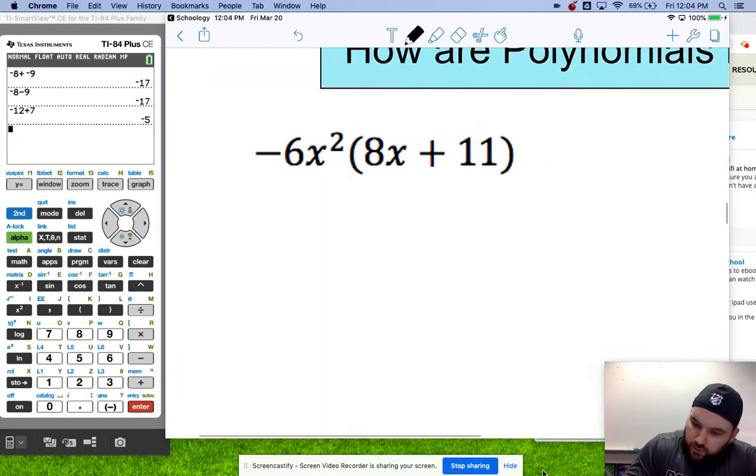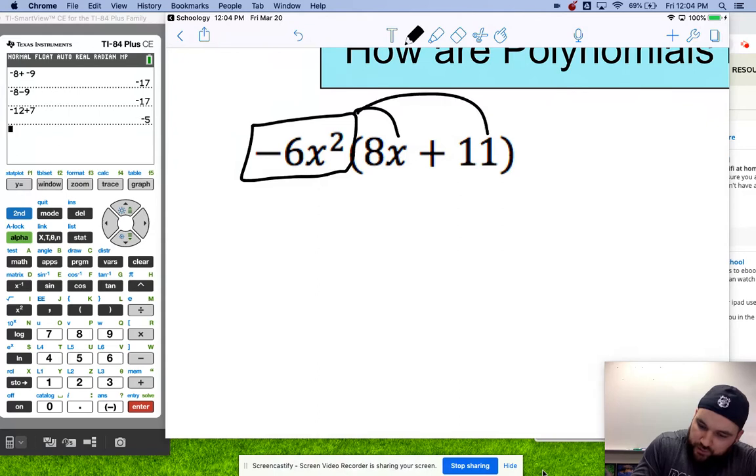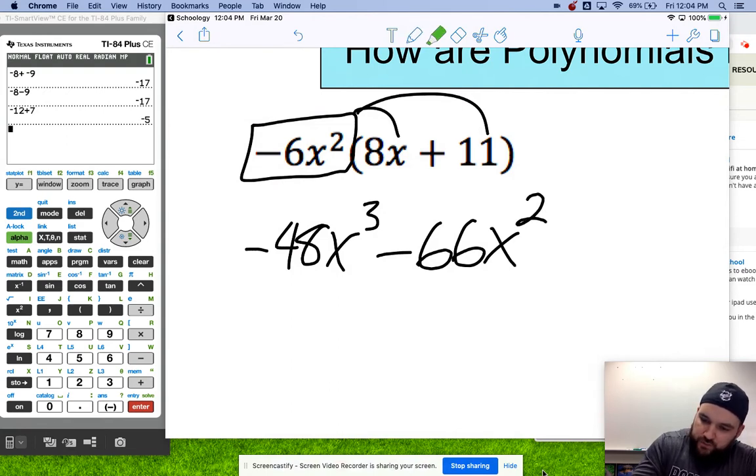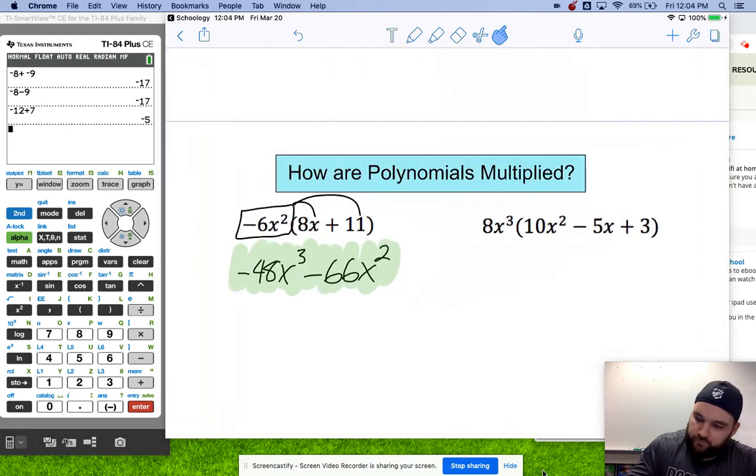Okay, so I got -6 and x squared multiplying through here. So -6 times 8. Again, if you need to use the calculator, feel free. It's there for you. It helps avoid silly mistakes. -6 times 11 is -66. I have x squared with no additional x's, so this term will just have x to the second power. I have power 3 and power 2, so that is done.